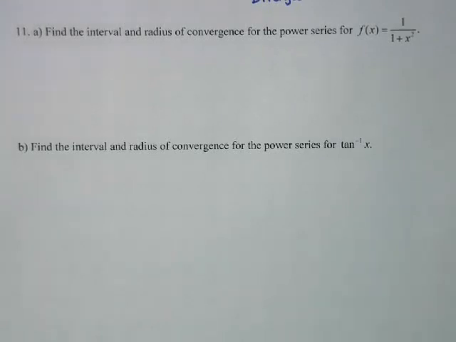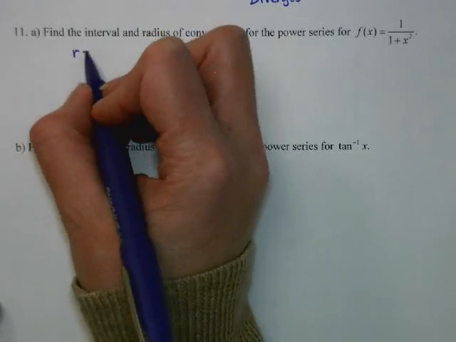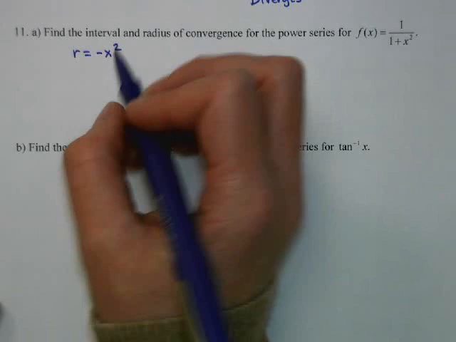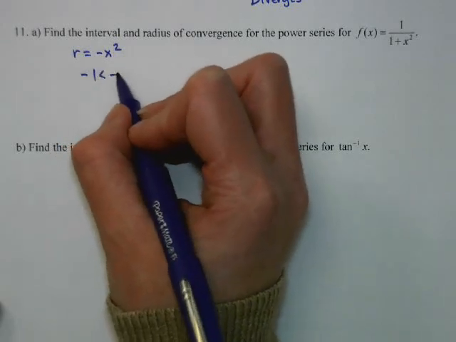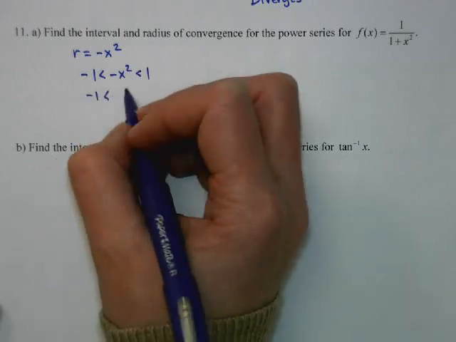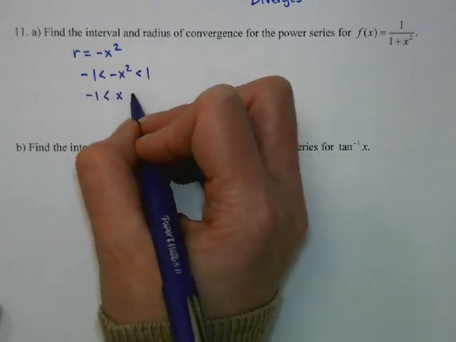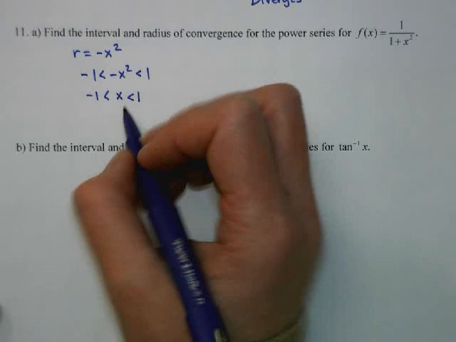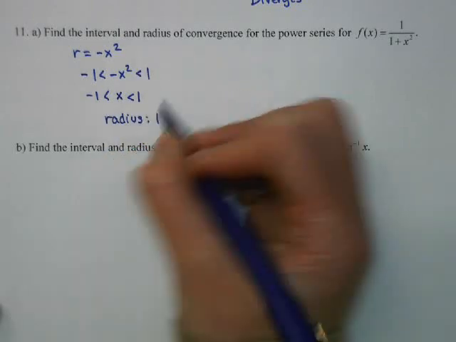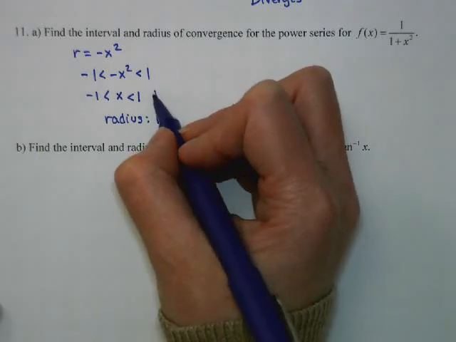The interval and radius of convergence for the power series, 1 over 1 plus x squared. So we're back to where we started. This would be an infinite geometric series with a common ratio of negative x squared. So it will converge when negative x squared is between negative 1 and 1, which is when x is between negative 1 and 1. So my radius is 1, and this is my interval.